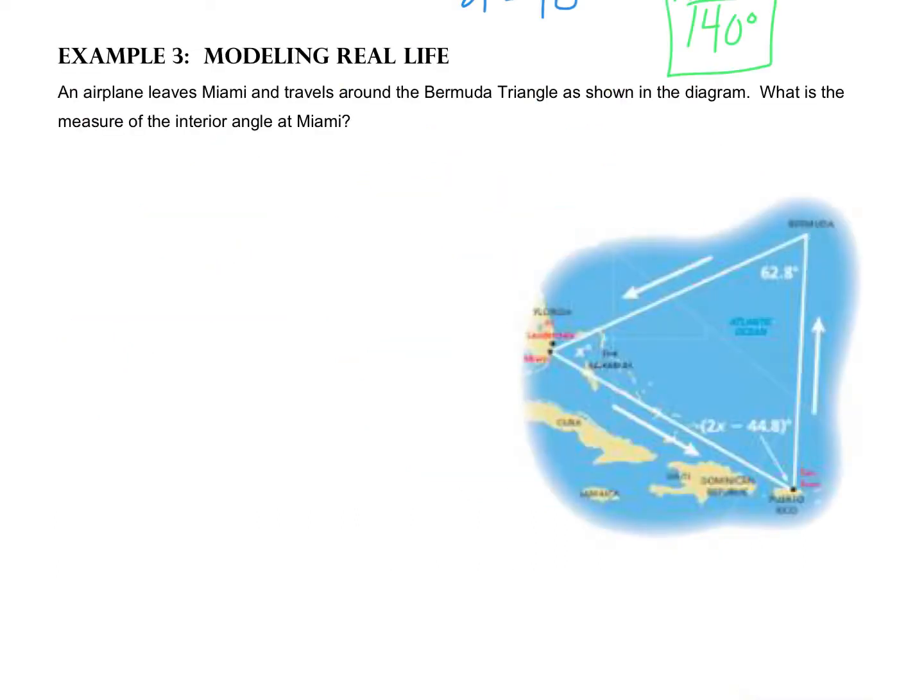We are now entering the Bermuda Triangle, and we'll see if we can make it out alive. So here we have an example. You can see the Bermuda Triangle that's going kind of around this triangular shape from Miami down to Puerto Rico and then back up to Bermuda. So we have the angle interior measurements here of 62.8, 2x minus 44.8, and we're looking for the missing angle that is sitting right here. We're going to call that x.